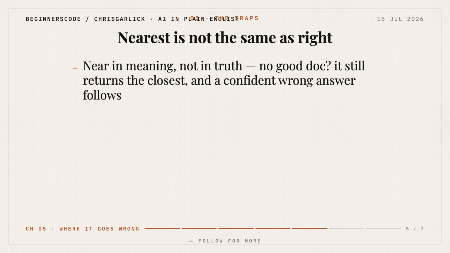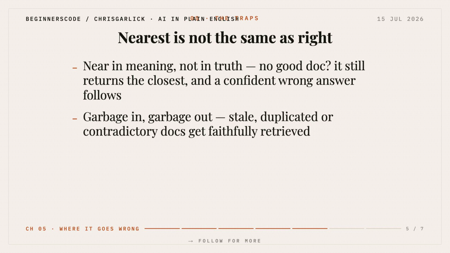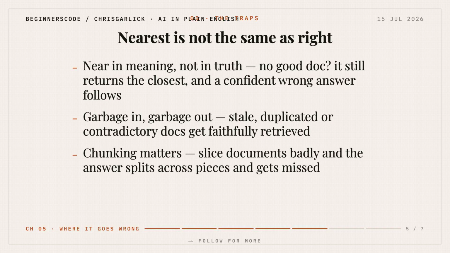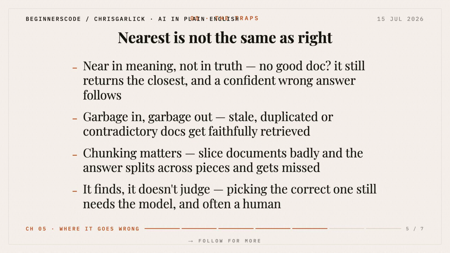Now, the honest limits, because nearest is not the same as right. 1. Near in meaning, not in truth. It returns the closest text it has. If none of your docs actually answer the question, it'll still hand over the closest one, and a confident wrong answer follows. 2. Garbage in, garbage out. If your docs are outdated, duplicated, or contradictory, embeddings faithfully retrieve the mess. It's a great librarian for a badly stocked library.